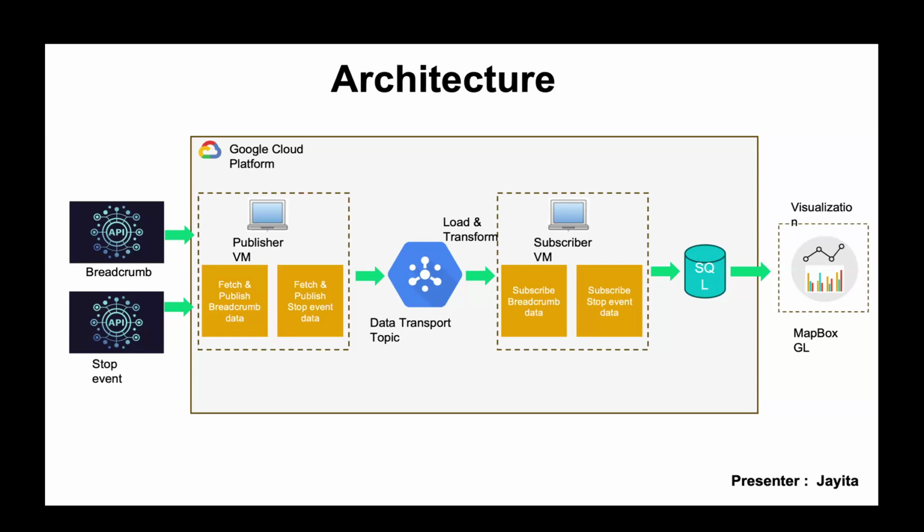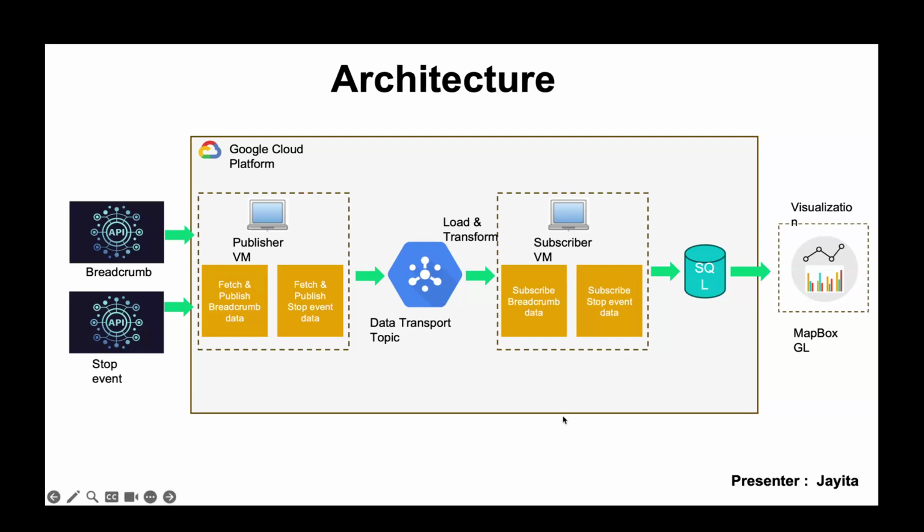On the receiving end, we have a separate subscriber VM, also in GCP. This enhances the pipeline's reliability. The subscriber VM contains two services, one that subscribes to breadcrumb data and another that subscribes to stop event data. During subscribing, the data is validated, transformed on the fly, and loaded into the database.